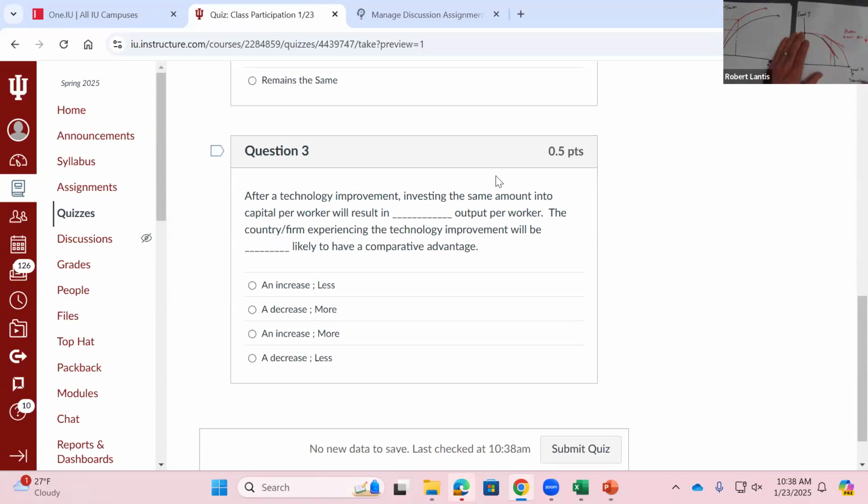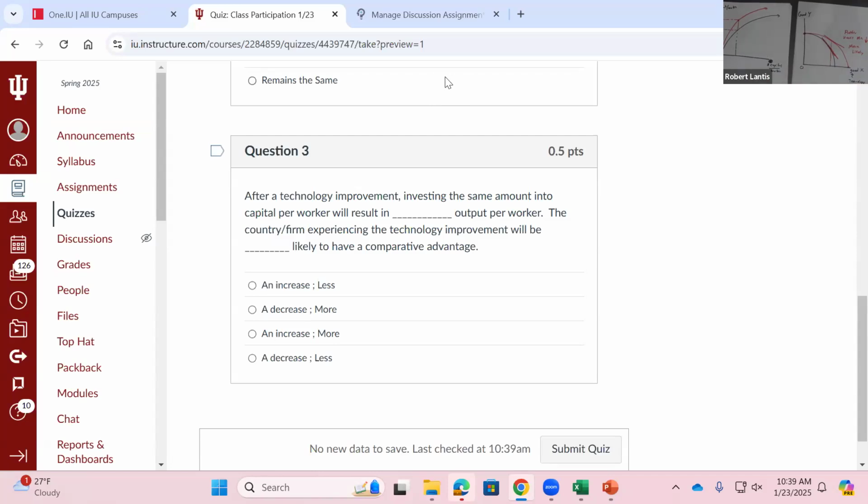If my marginal cost of producing this good is lower at every point, is it more or less likely I have a comparative advantage? When do you have a comparative advantage? When you have the lowest cost, right? So if my costs are lower, it would be more likely I have a comparative advantage, right? So if I have a country and I have certain products that experience these technology changes, it becomes more likely that I'm going to have a comparative advantage, okay?